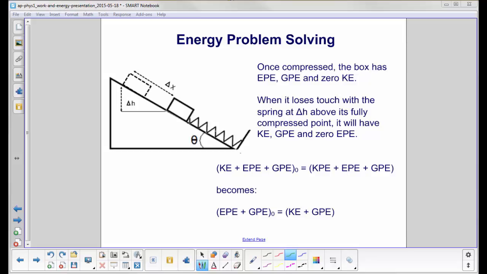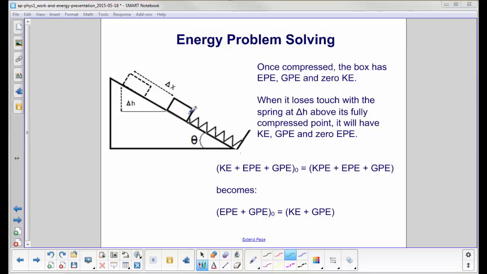We're going to look at this again in two places, the initial and final conditions. When we compress the box, this of course is a mass spring system, the box will have elastic potential energy as the spring has been compressed. It will have a certain amount of gravitational potential energy. As you can see right here, it is still above the ground, and it will have no kinetic energy.